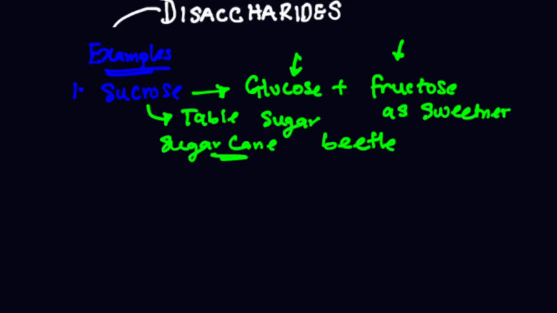as table sugar, and it is used as a sweetener. It is found in sugarcane and also beets. That's actually one thing about sucrose. Now let's move to the next example.